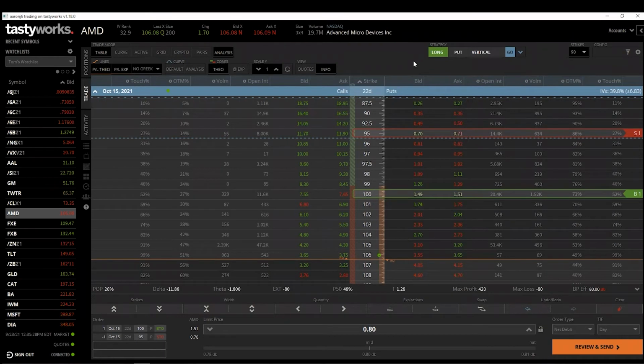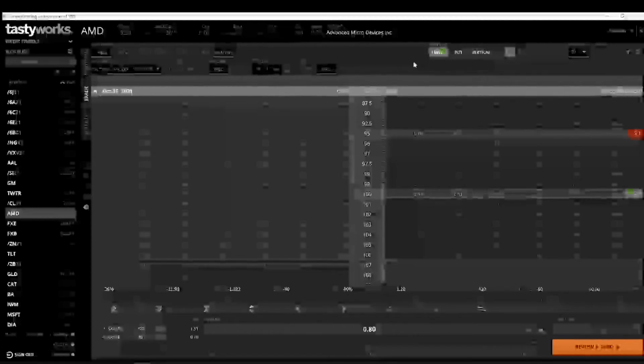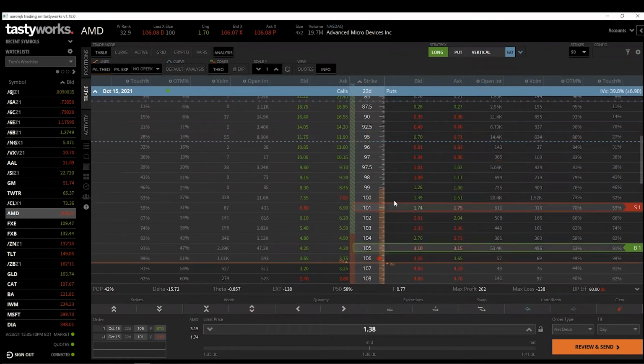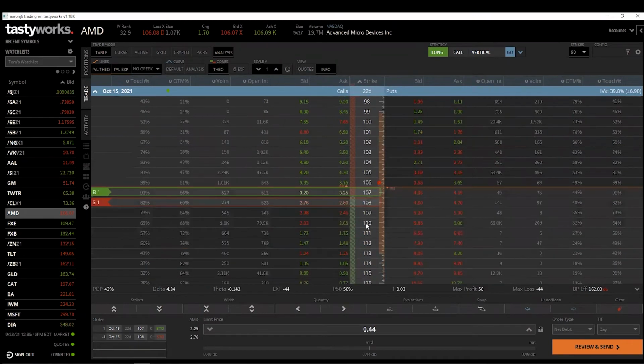If you have a small account, this is how I grew my account. I started with $250 and I grew my account. You don't need a lot of money to spread trade. You can find these plays that are super risk reward advantageous. Let me just do something like that.